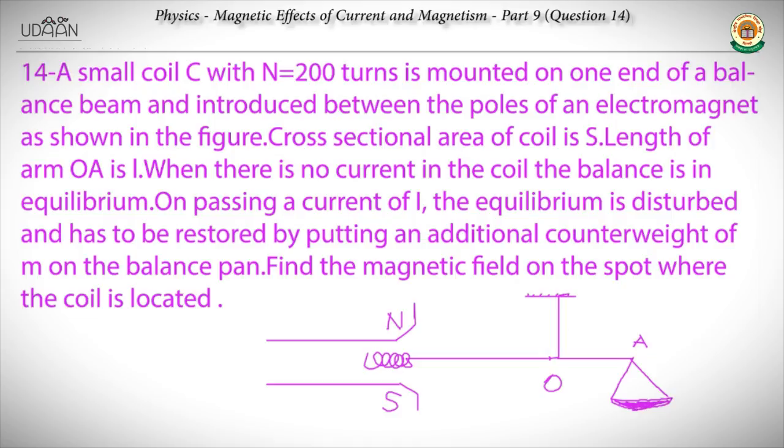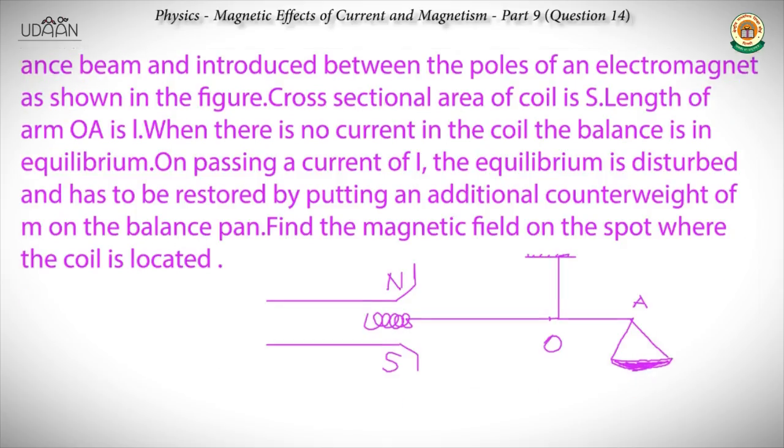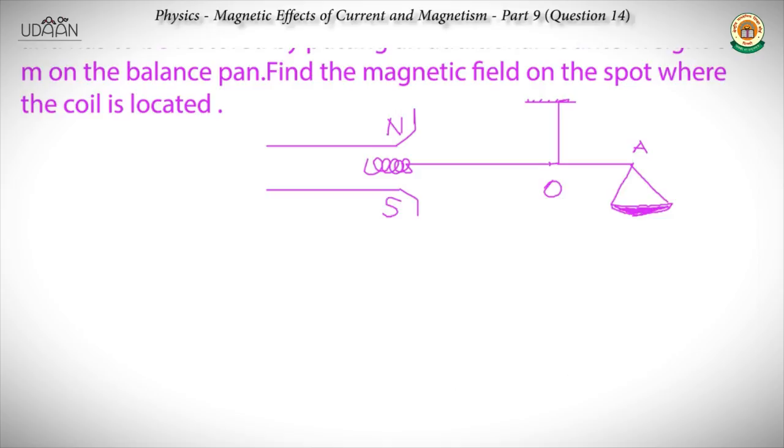Right. By just switching on the current, we create a torque by the magnetic field, which was not there before. And to balance that, we need a particular extra mass M. So it's just about balancing the extra torque we have, because the previous ones were already balanced. So we just work upon the torque.